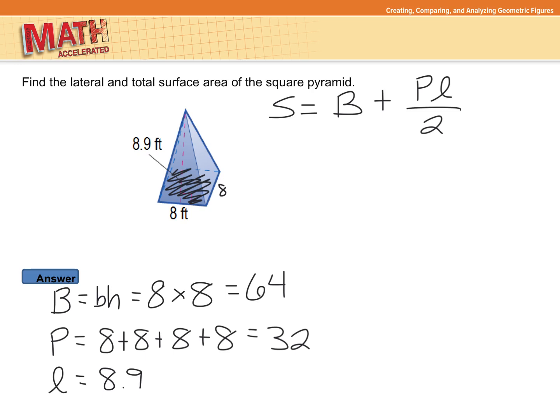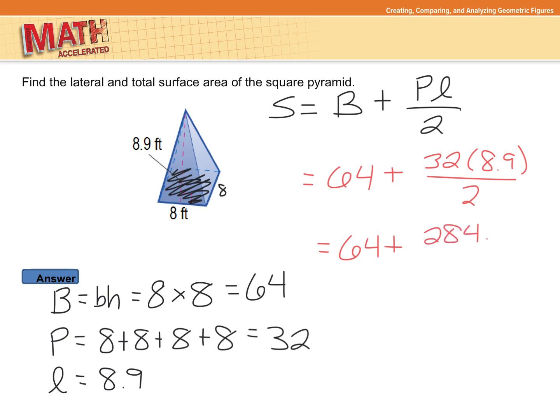Okay, we have everything. Now we're going to plug it in. Be careful when you plug it in. So we have 64 for the capital B. And then we have 32 and 8.9 divided by 2. What needs to happen first? Yep, on this top part here. We're really going to do this whole top part first. So we're going to ignore the 64 for now. So take 32 times 8.9. 284.8. Okay, good.